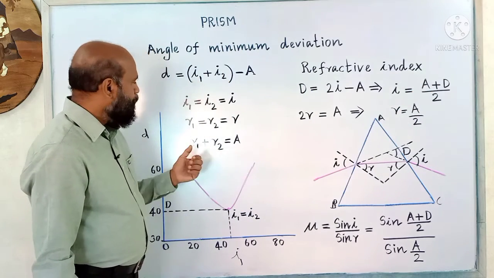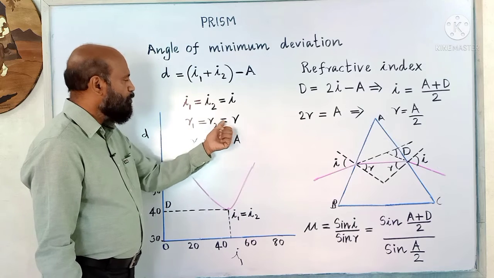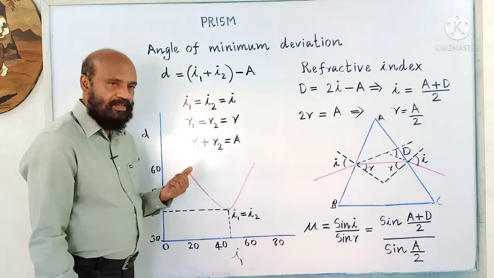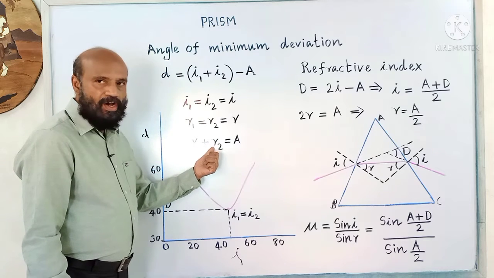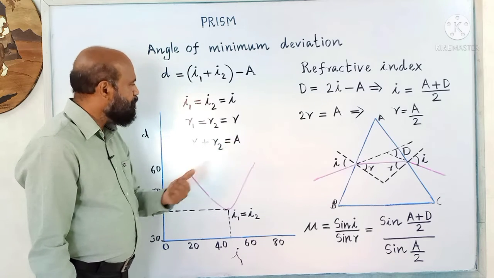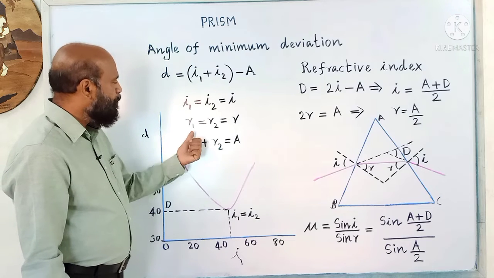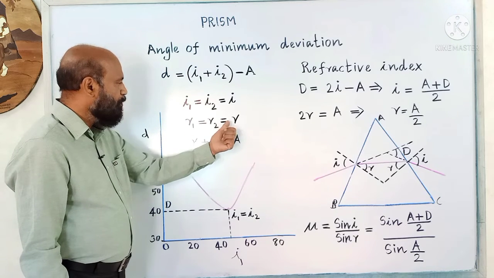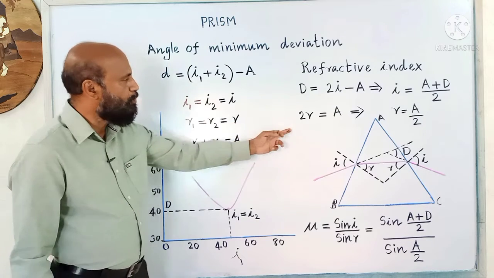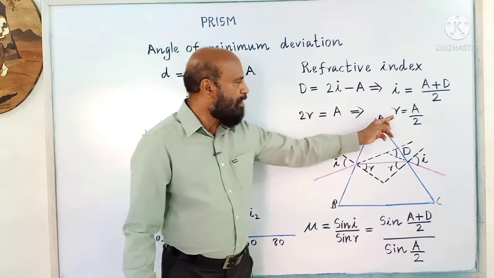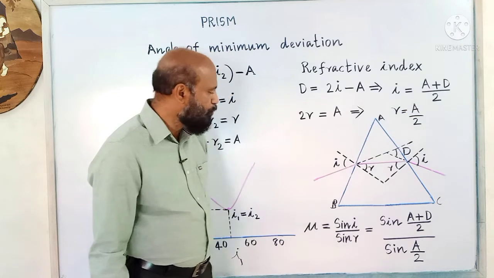Then at the angle of minimum deviation, R1 is equal to R2, that is equal to R. Then the last derivation we saw, R1 plus R2 is equal to A. So at the minimum deviation, R1 and R2 are equal, so you can write R plus R. So 2R is equal to A. From this we can get R is equal to A by 2.